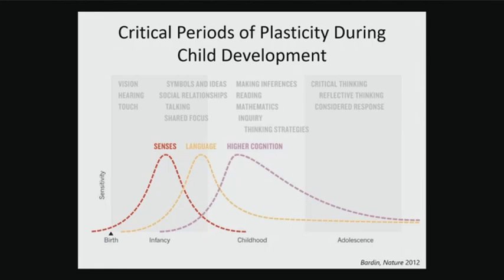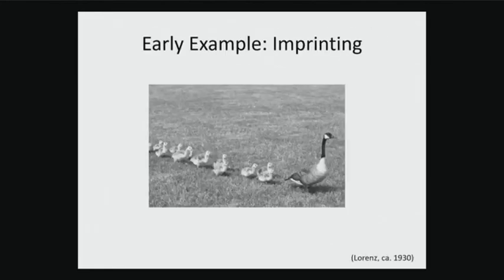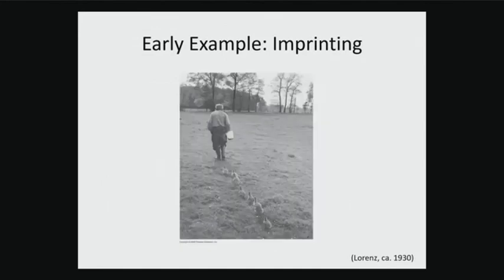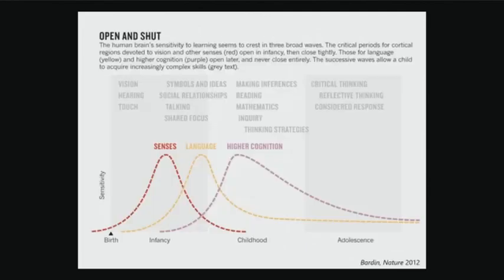Okay, so the earliest example of this was imprinting, right? These geese follow their mom. But if this guy shows up within 24 hours of their hatching and hangs around, they'll imprint on him. And mom doesn't have a chance after that. That window closes in about 24 hours. So that's an early example. So it's open and shut. It's kind of transient.